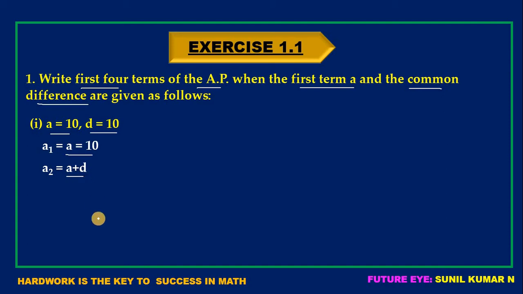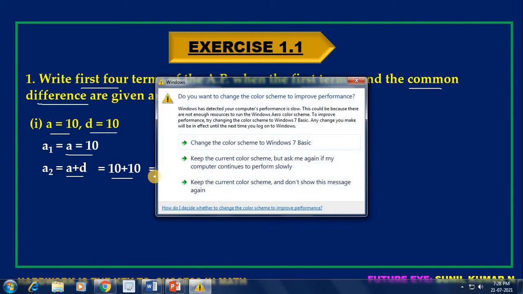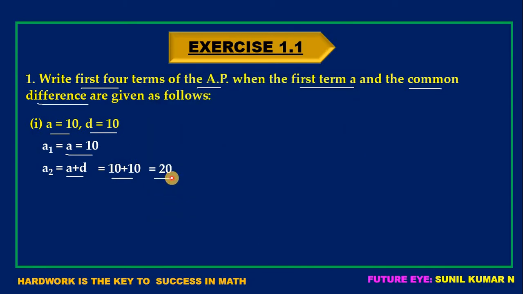Now let us substitute the values of A and D. We'll get 10 plus 10. It gives the sum 20. Next, can you guess how we can write A3? Yes, A3 we can write as A plus 2D. Now substitute the values. A value is 10. 2D means 2 times 10. Now multiply 2 by 10. 2 tens are 20. So 10 plus 20 gives 30.